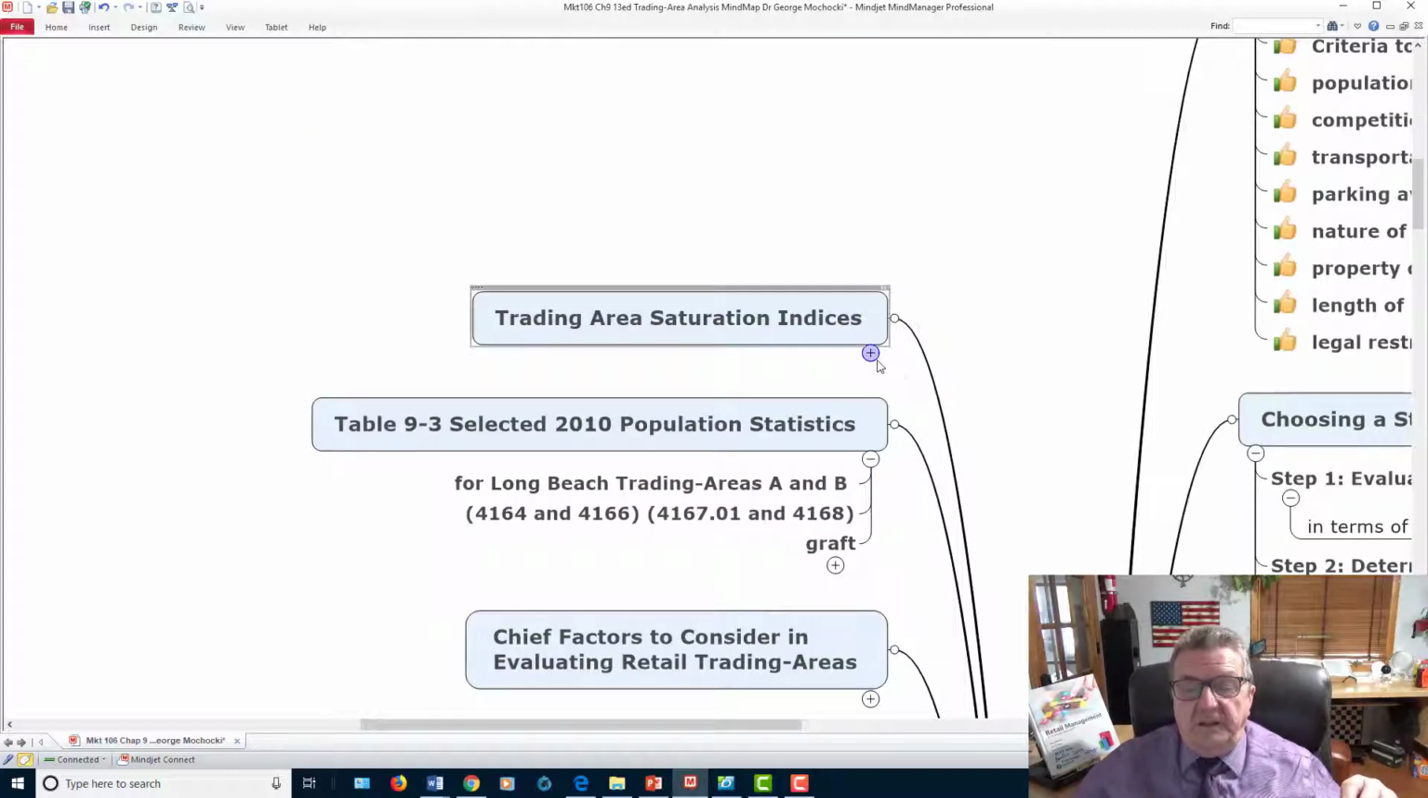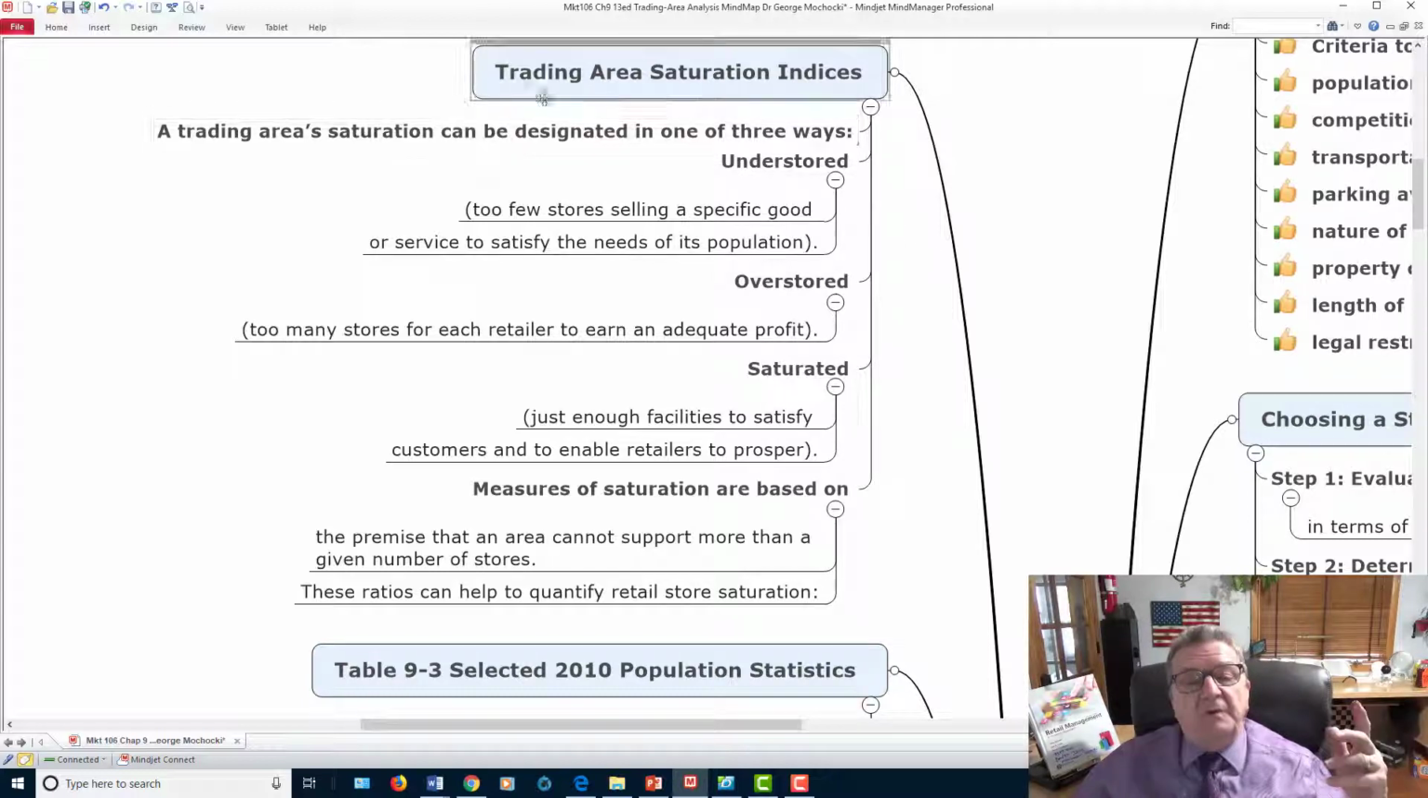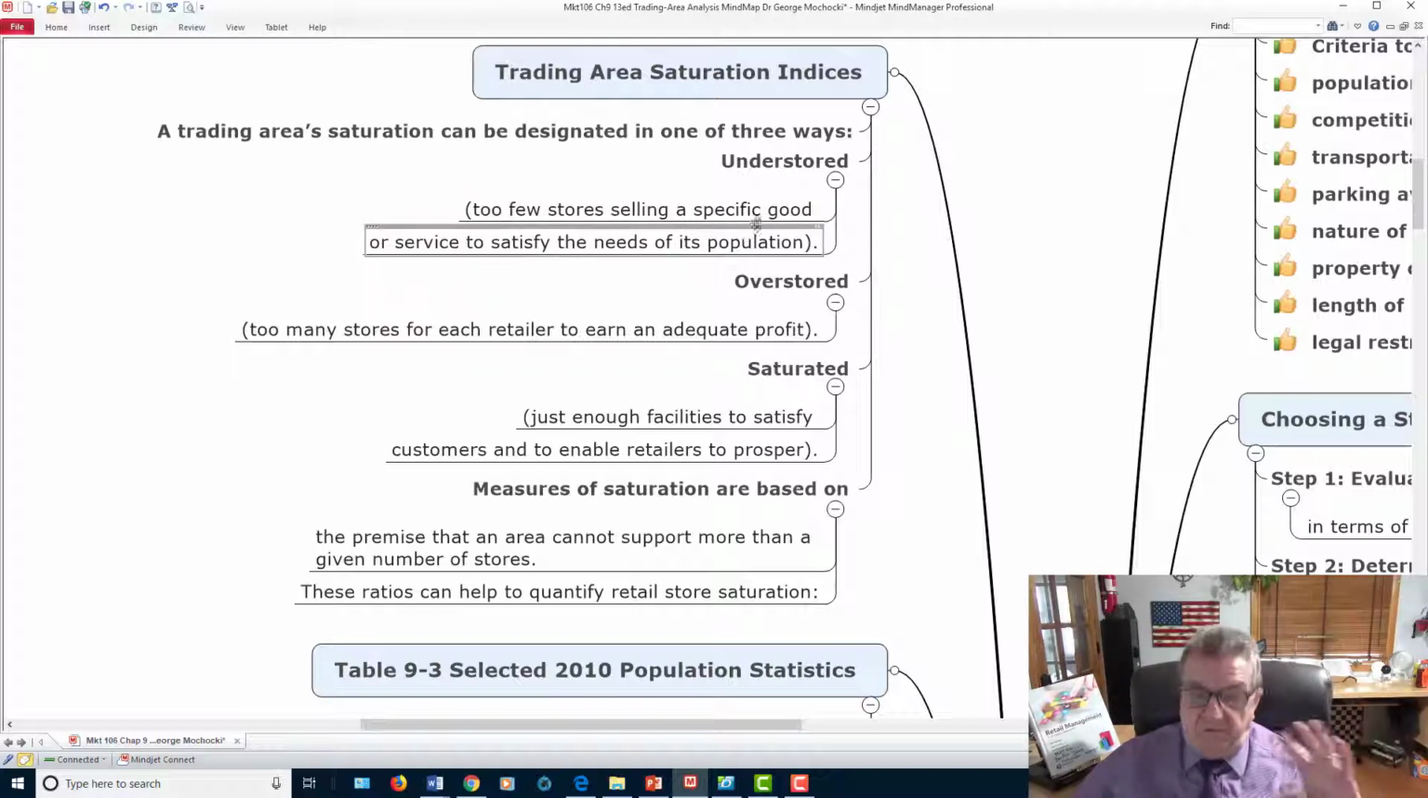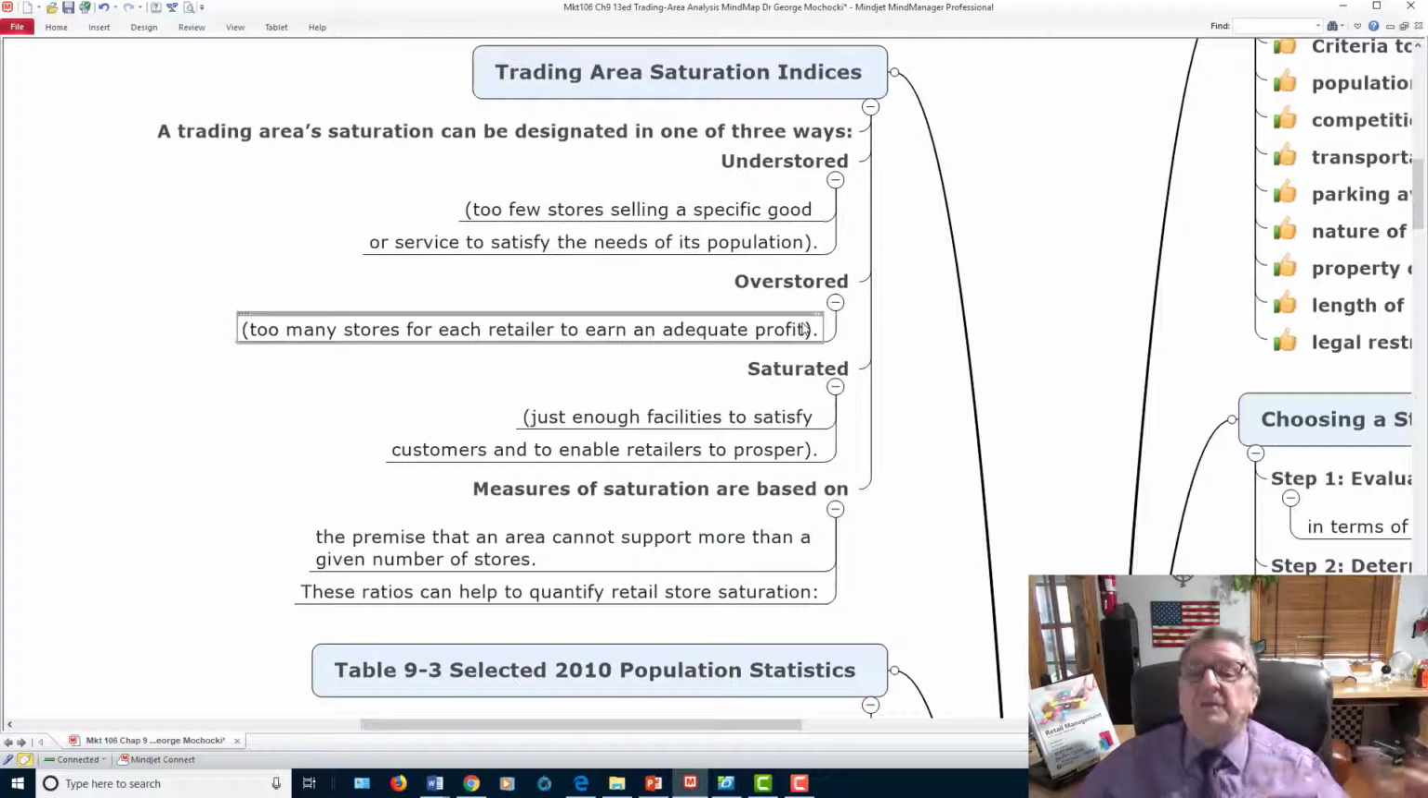So you've got that. Now this one here is pretty interesting. I'm looking at trading area saturation. Understored means few stores are selling a specific good or service. That's a good area, not too much competition. Overstored means there are too many stores around.